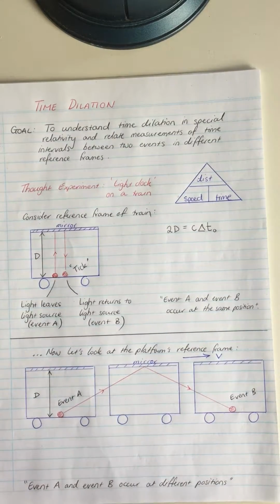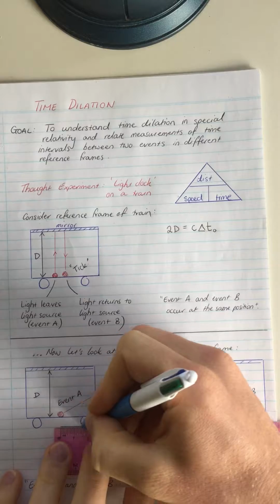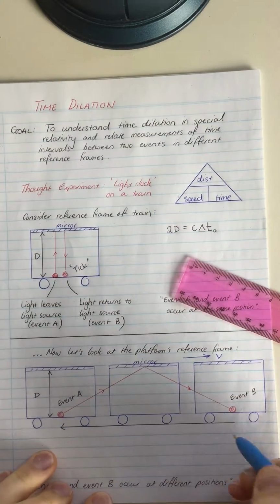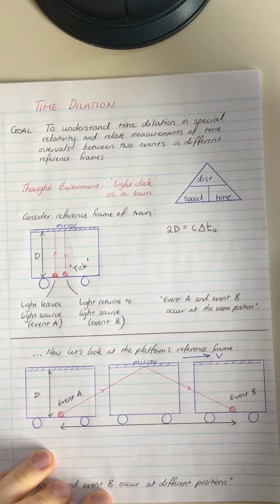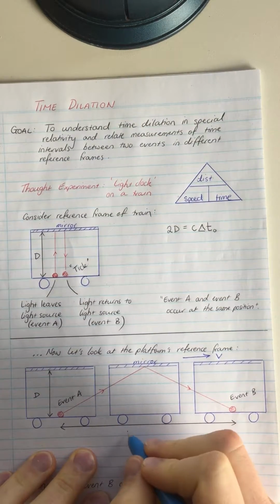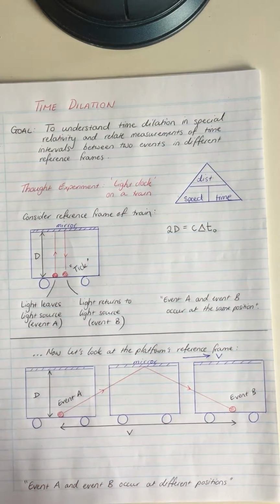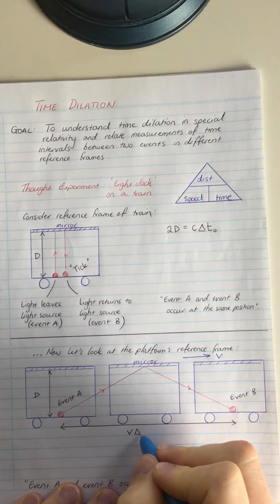And we can say how much that's moved to the right if we take V to be the speed of the train. So the distance from here to here should be, again, using distance equals speed times time, the speed of the train relative to this person, times the time that they measure to have elapsed between event A and event B. I'm just going to call that delta T.